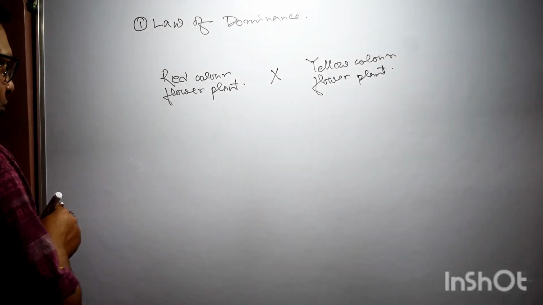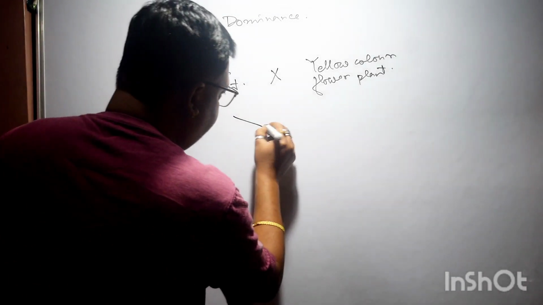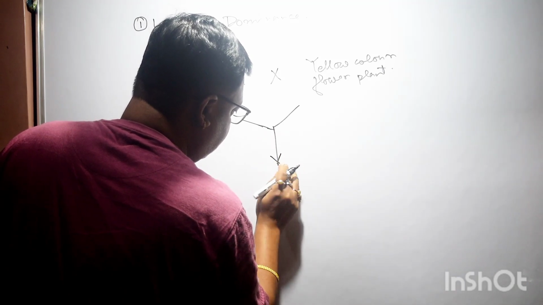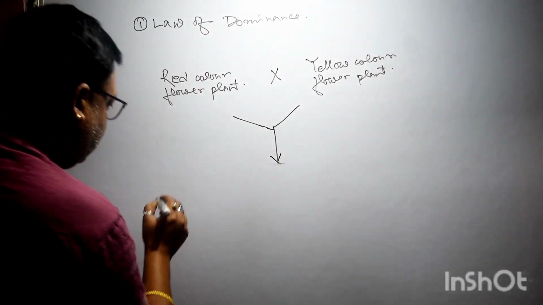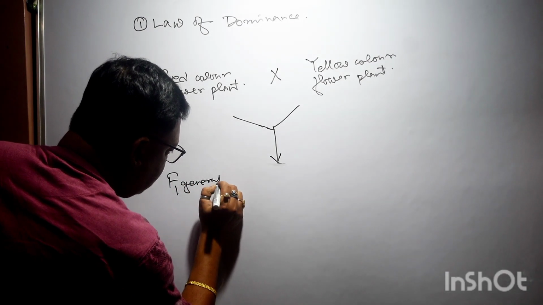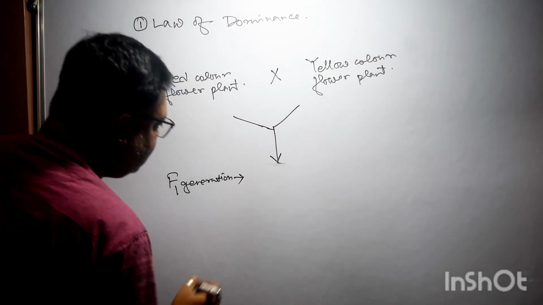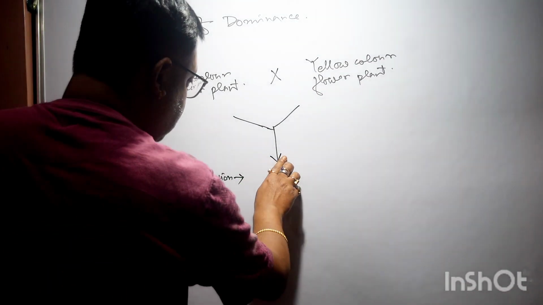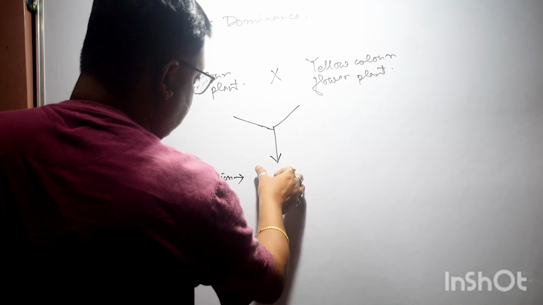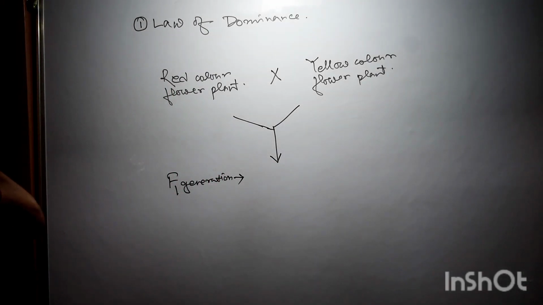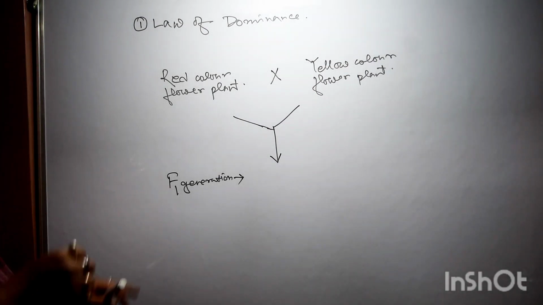Now if we cross them, we'll get the F1 generation. Mendel was an Austrian domicile. In the Austrian language the generation is known as filial. So from filial it is the F1 generation.